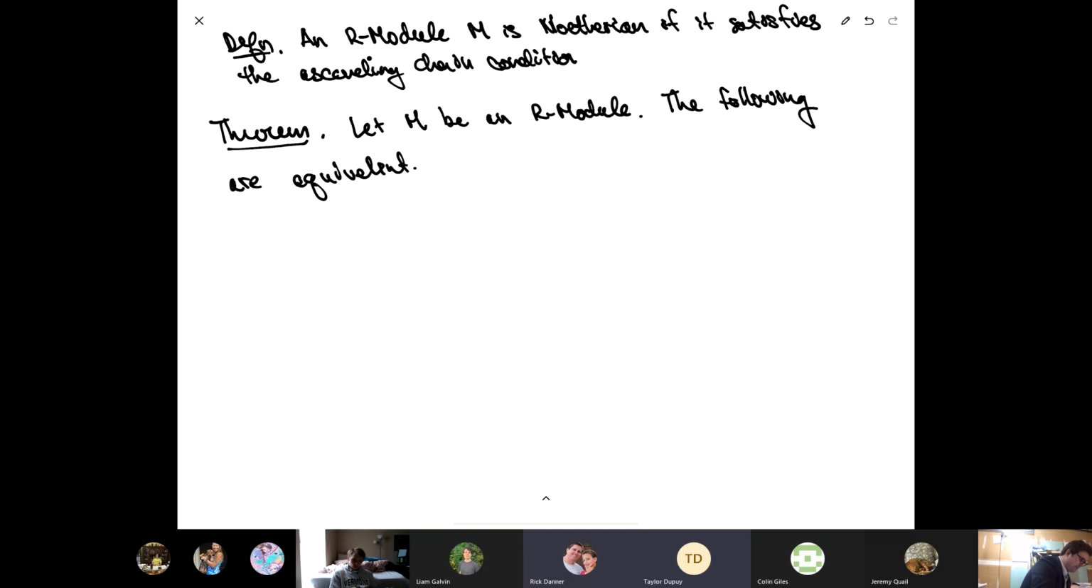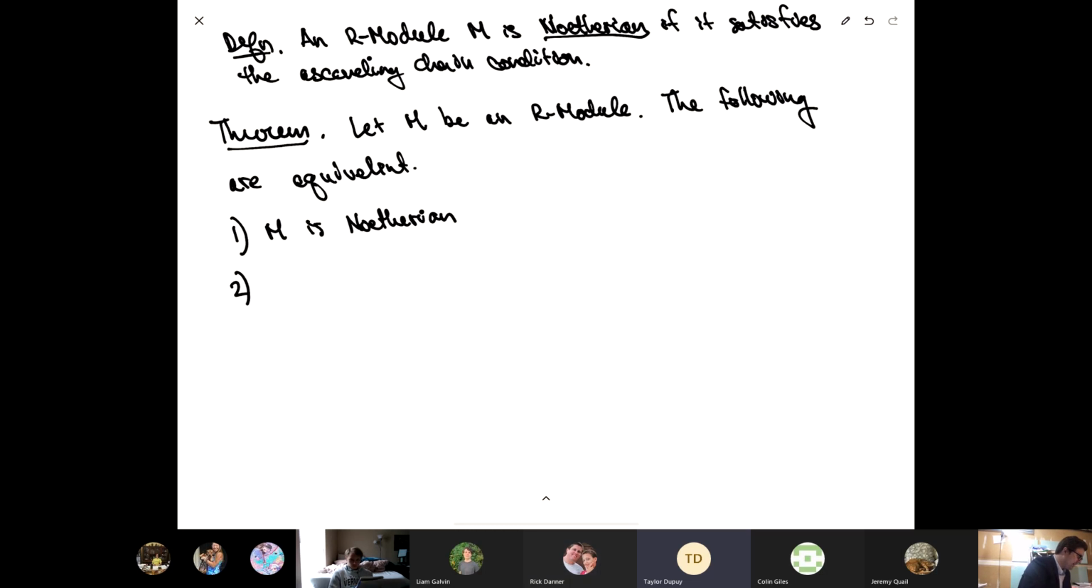It's maybe not the cleanest way to do this, but okay. Or I could have written the chain condition as number 1 here. It doesn't matter. So the following are equivalent. 1, M is Noetherian. So that's the chain condition. I could have written the chain condition here instead of defining Noetherian as being the chain condition.